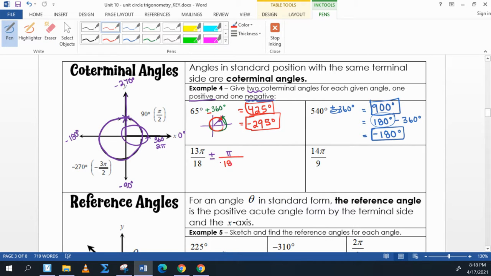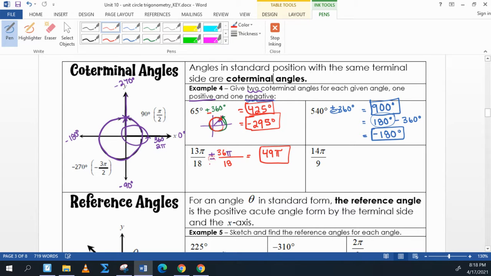I'm going to put this 18 in my denominator. I want that same denominator. I'm just going to multiply 18 by 2. 18 times 2 is 36. That way, I still have 2 pi. 36 divided by 18 is just 2 pi right there. Okay, so when we add them, 13 plus 36 gives me 49 pi. That's a positive coterminal angle.